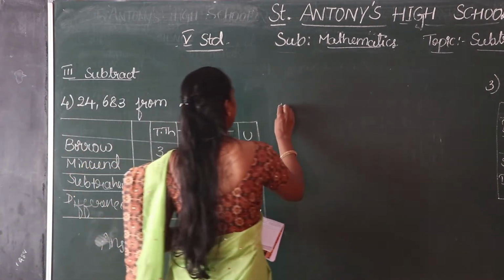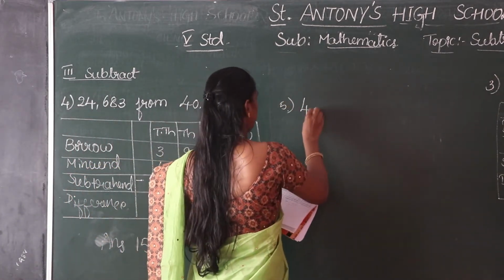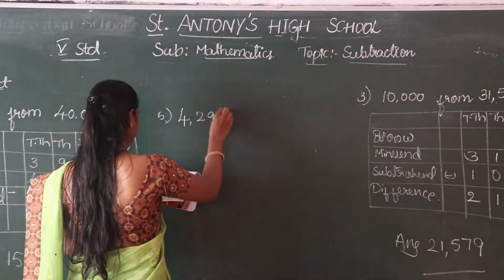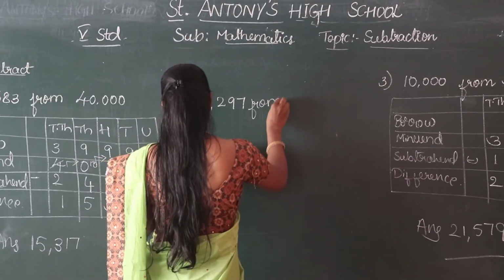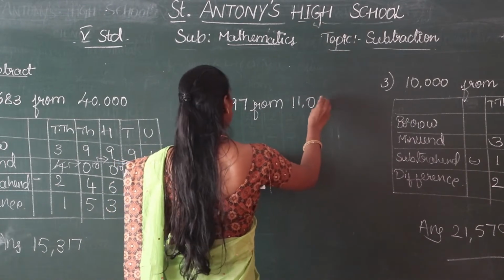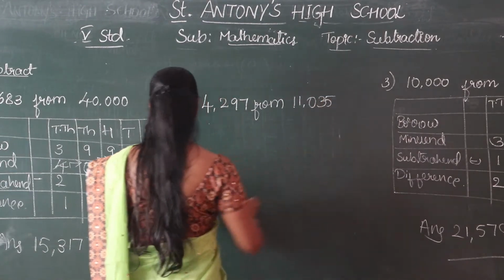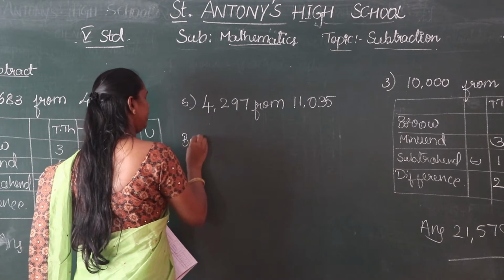Next sum is 4,297 from 11,035. Write it on the table.